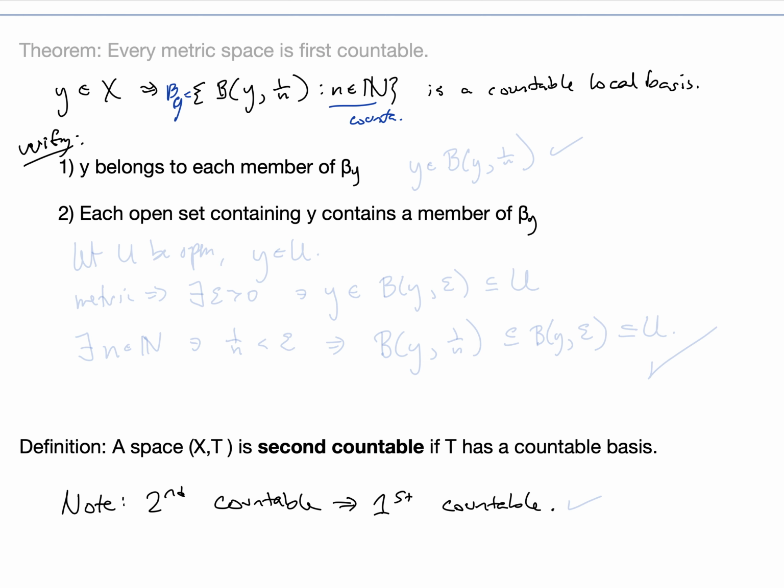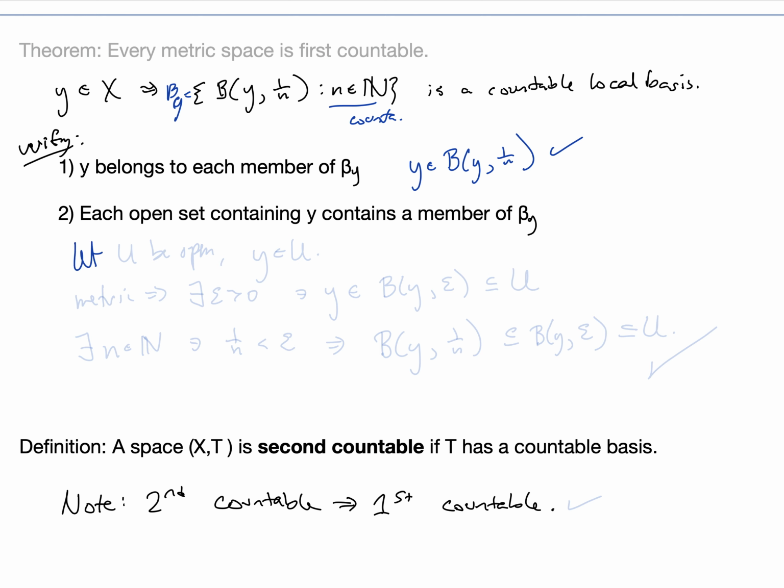Yes. For any n in the natural numbers, y is an element of the ball centered at y of radius 1 over n by definition. y has distance less than 1 over n from itself, it has distance 0 from itself. And secondly, each open set containing y contains a member of b sub y.